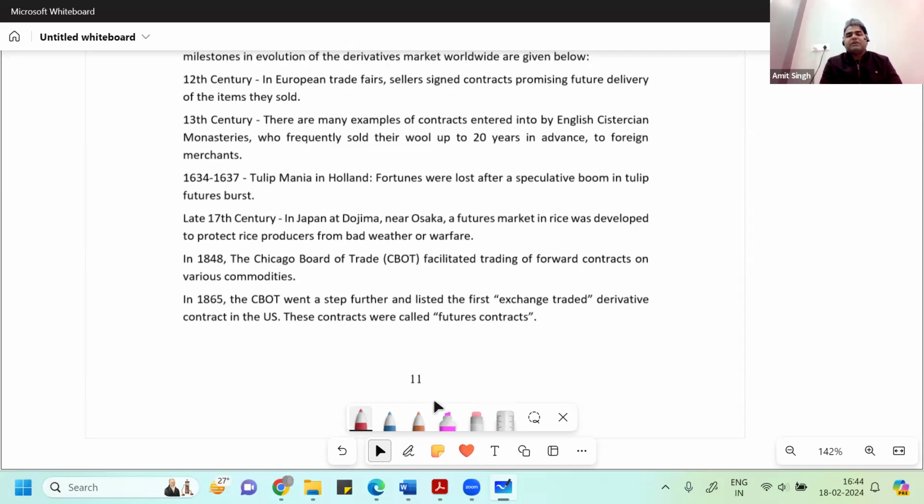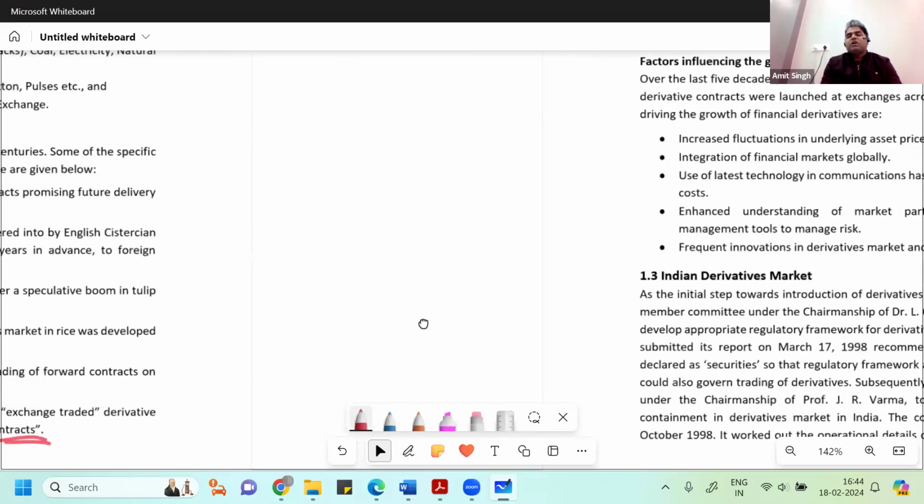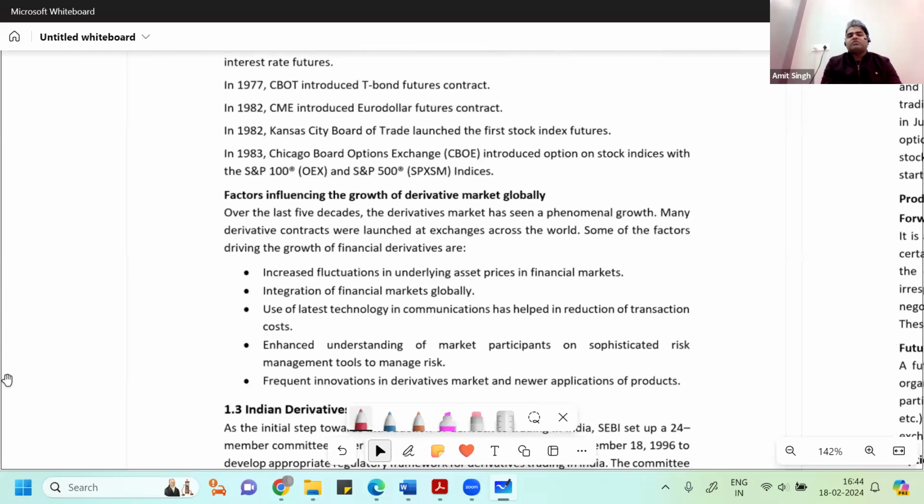Then in 1865, the Chicago Board of Trade went one step further and listed the first exchange-traded derivative contract in the US, which they called a futures contract. Clear, everyone? So when you introduce a forward contract over an exchange, that forward contract is automatically called a futures contract. Clear, everyone? How a futures contract is different from a forward contract, we'll gradually understand.